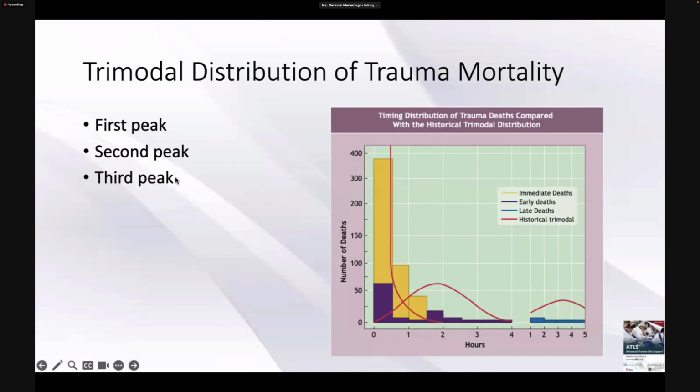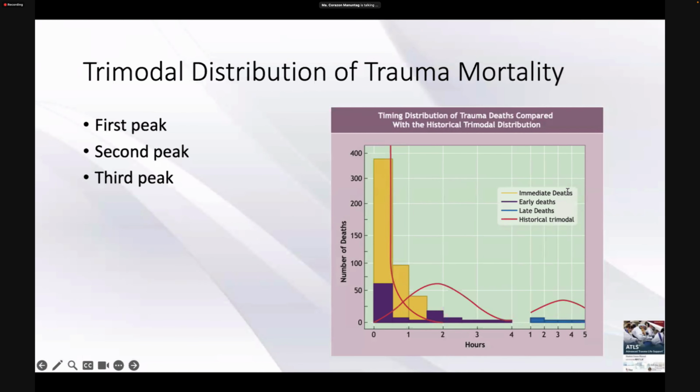Before they were able to identify the trimodal distribution of mortality, the first peak being almost immediately from the accident or the injury itself. And this can only be managed by promoting trauma prevention strategies. Your second peak is during the early part, a few minutes to the early hours of your trauma injury. And this is because mostly of significant blood loss, so hemorrhagic shock and TBI.